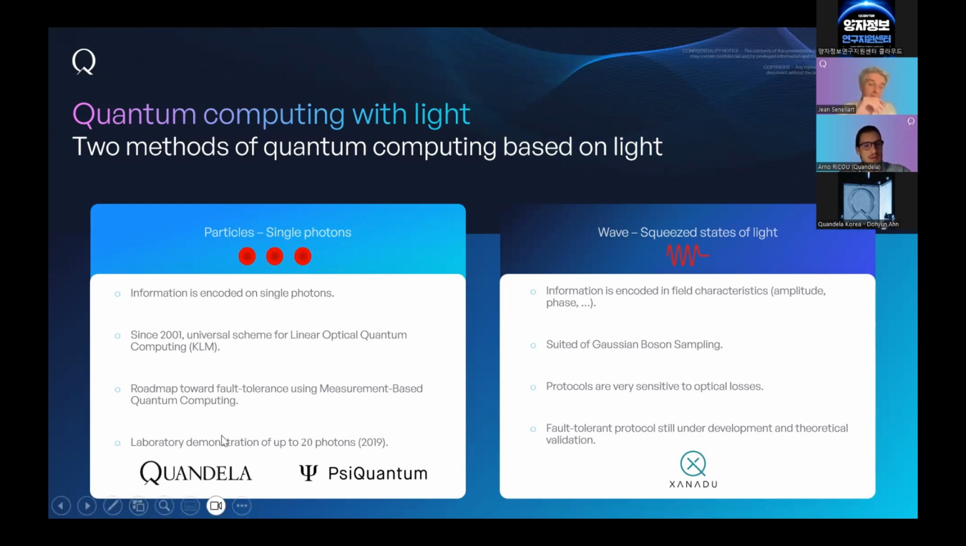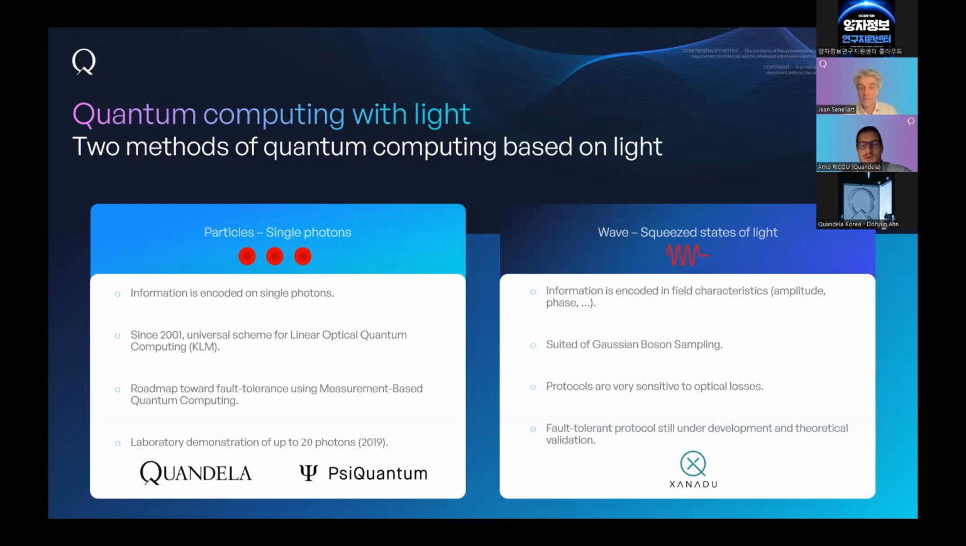And also, there's been a lab demonstration of up to 20 photons using single particles in 2019 by the Chinese group of Zhang Weipan. The other approach in photonic quantum computation is using squeezed states of light. We also call this continuous variable photonic quantum computation. Here the information is encoded in the field characteristics, so it might be the amplitude or the phase.